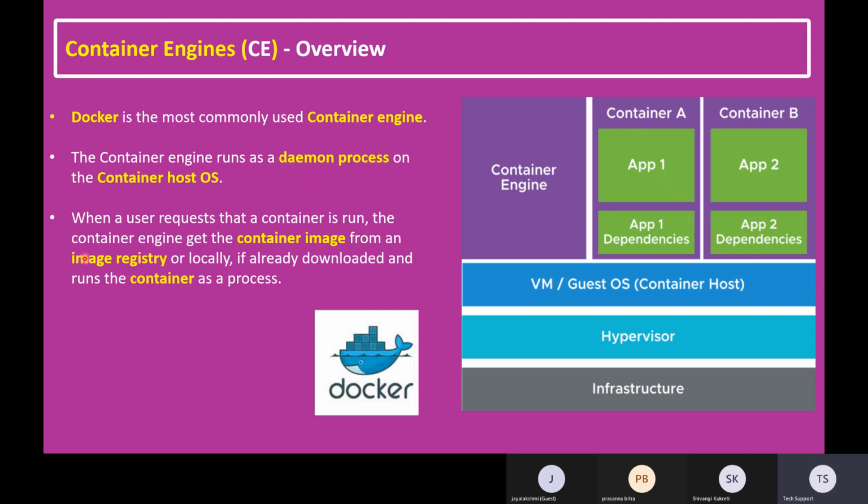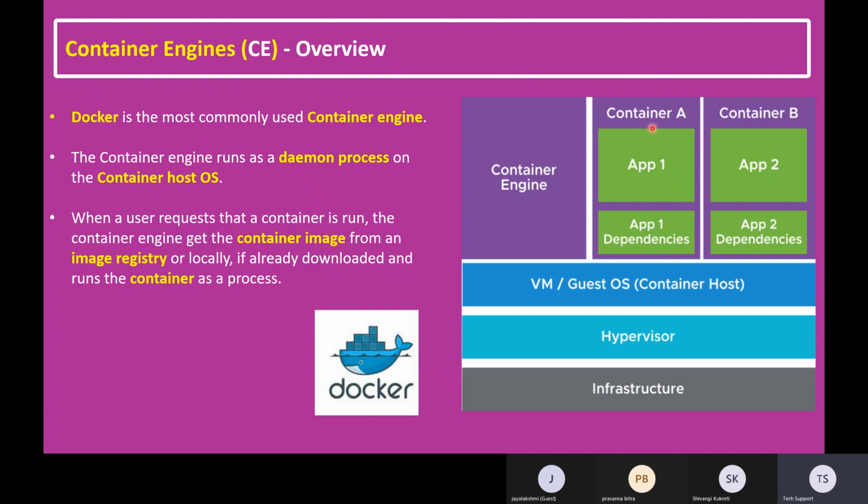For this image registry, we can use either Docker, or you can use a third-party tool like Harbor. Or you can register a local one also, like you can upload the image from any of the datastores, or you can upload it to a content library. That is what local means. And once the image is downloaded, the container runs as a process; one process will be run here.